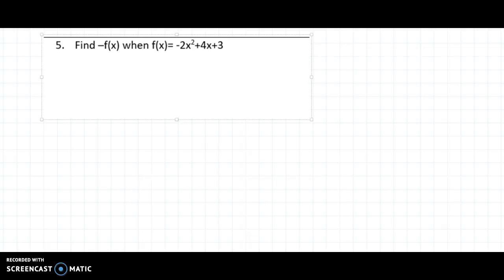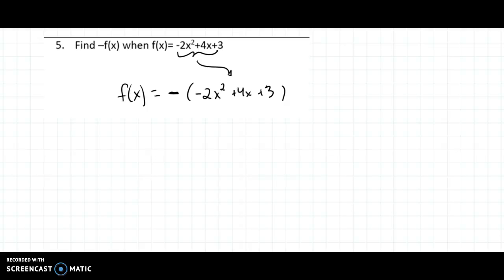So here we're given f of x is this polynomial over here, and we want to find negative f of x. So all we have to do is write f of x equals negative, open some parentheses, close them, and then this slides in here. So we get negative (2x squared plus 4x plus 3).